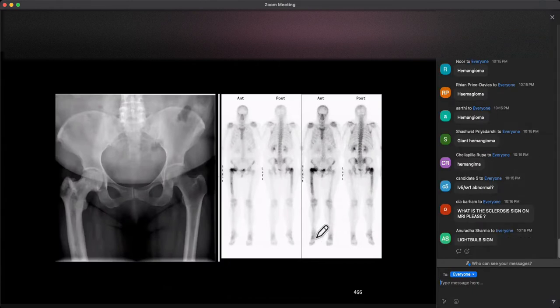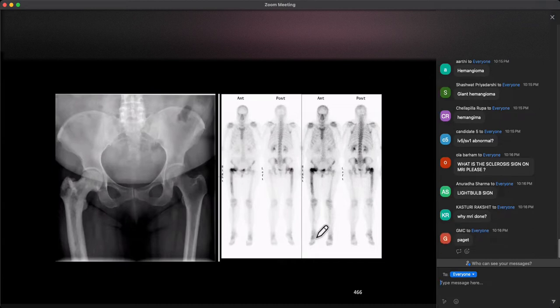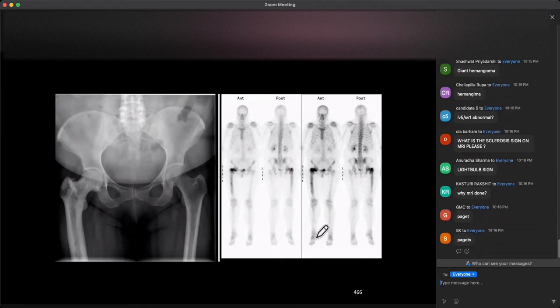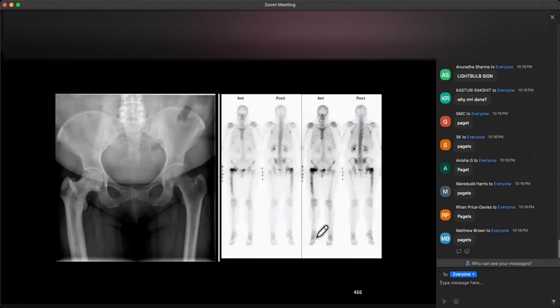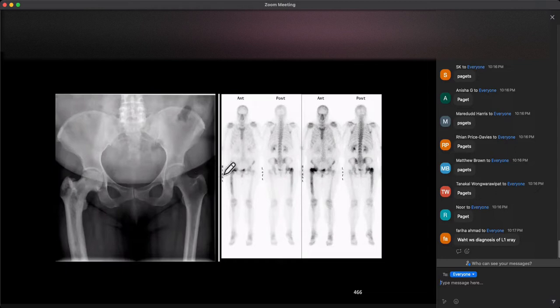Okay, spot diagnosis. What's the diagnosis here? Yeah, we've got Paget's disease of the right proximal femur. So we've got trabecular thickening, trabecular coarsening, cortical thickening. And when you look at the bone scan that corresponds to this, we've got contiguous increased tracer uptake involving the proximal femur, which goes into the diaphysis. So it's all contiguous and very typical of Paget's disease.